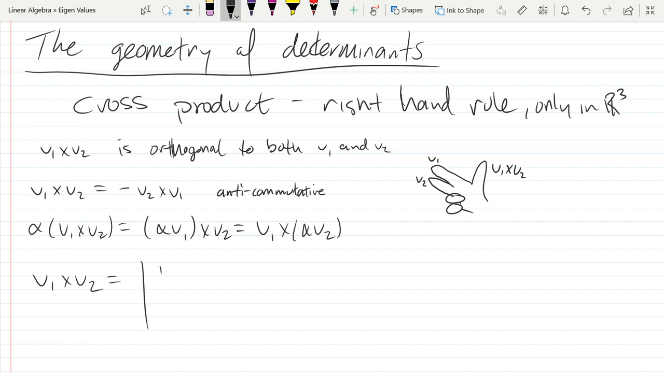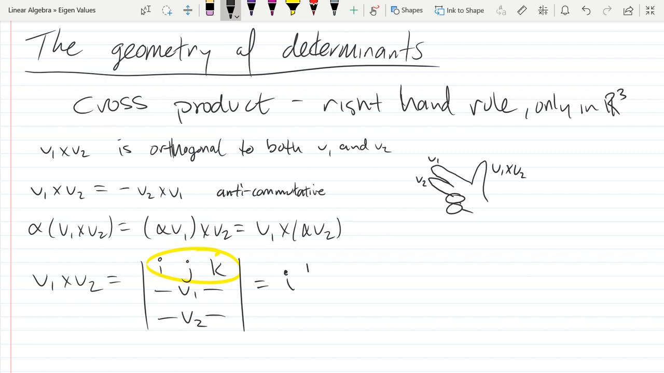So here's how we're going to compute it. We're going to set up a determinant. We're going to put ijk in the first row, second row will be vector 1, third row will be vector 2. So you're just going to write the vector across the row like this. These vectors are going to be three dimensions, so there'll be three components. So it'll line up perfectly in this 3x3 matrix.